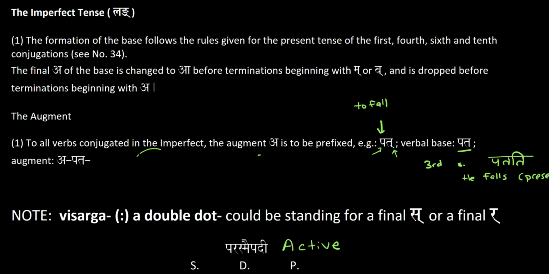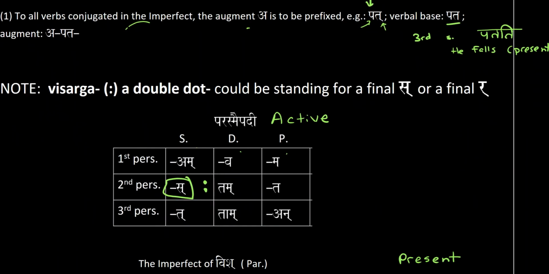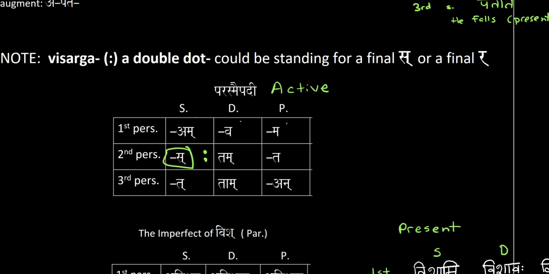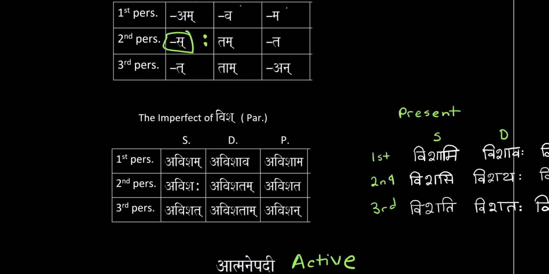Earlier you were introduced to the imperfect tense. Now we are going to go over the case endings for atmanepadi and parasmaipadi, the active and the middle voice, for the imperfect tense. Now we're going to go over some examples.